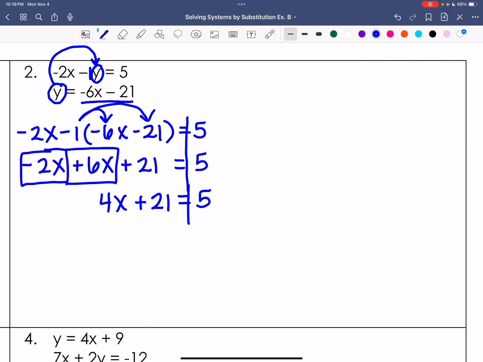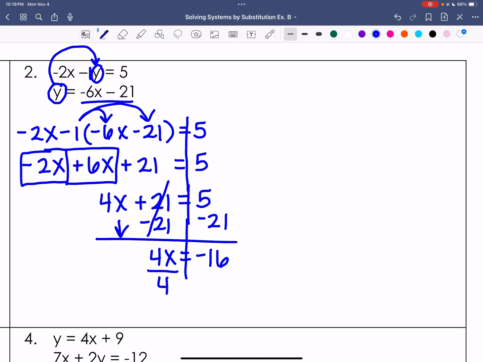So now our next step is to isolate the variable x. Right now, 21 is being added to x. So I have to do the inverse of that. I have to subtract 21 to both sides. Here, I end up with 4x equals. Now, 5 minus 21 is going to give us negative 16. Now, your last step is to divide by 4 on both sides, and here I end up with x equals negative 4. Now that I know the value of x, I want to find the value of y.